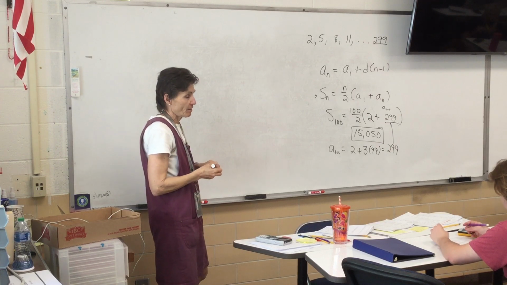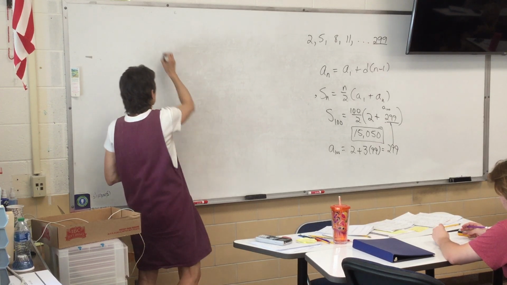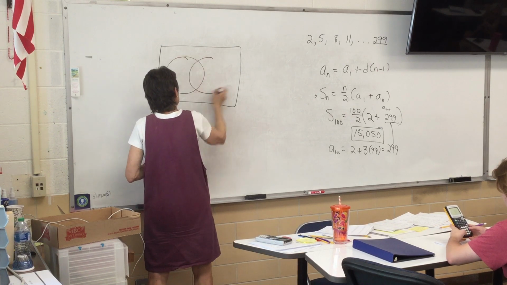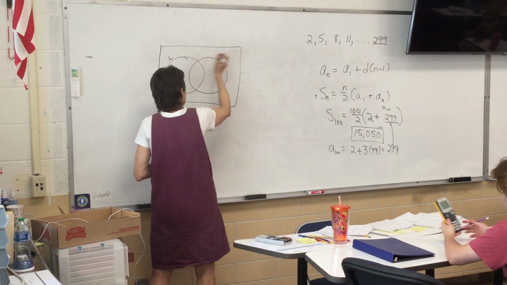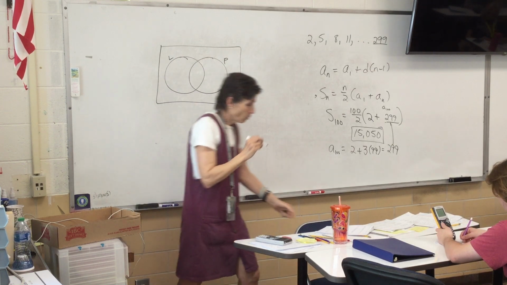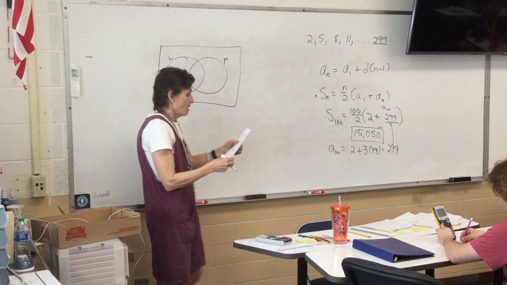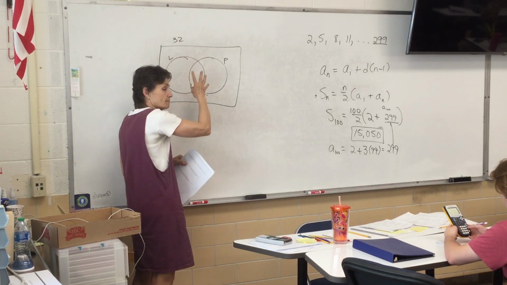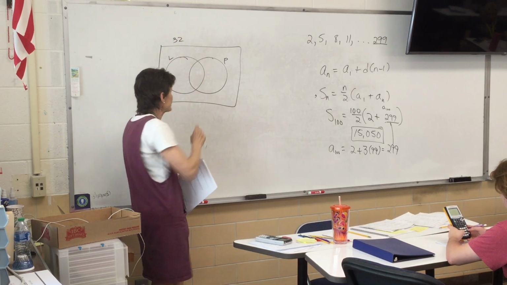The Venn diagram. You've got the kids that love logarithms, and you got the kids that love polynomials, and then you got the kids that love both. Now, what do we know? There are 32 students in this box. This is the class.